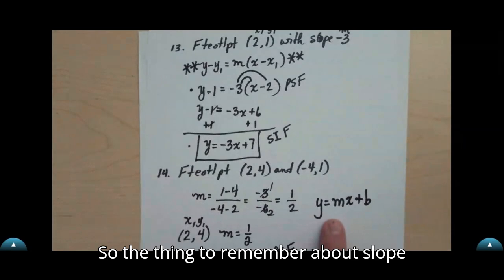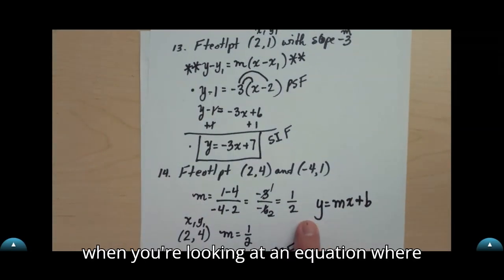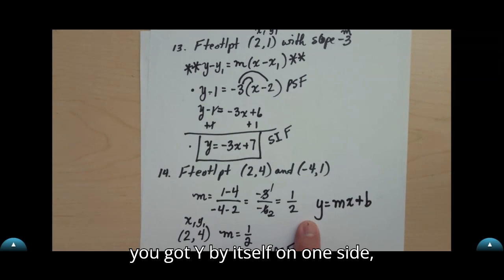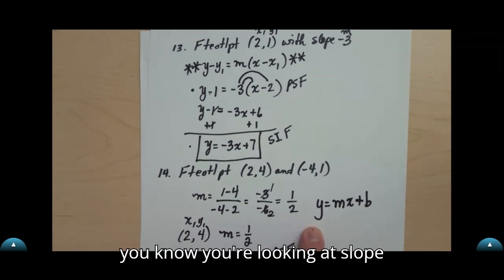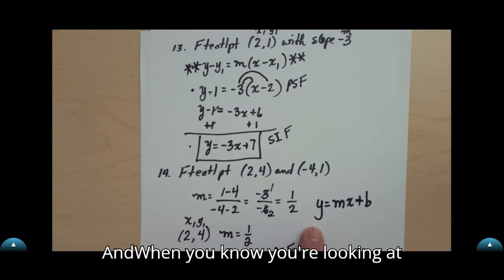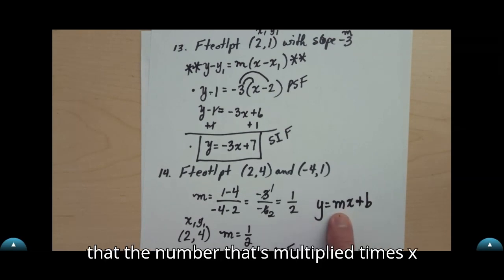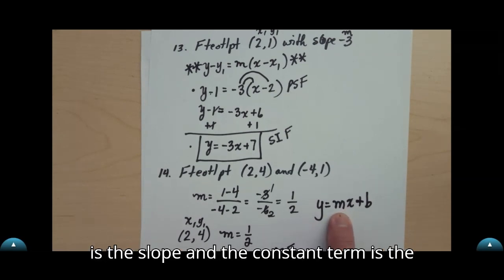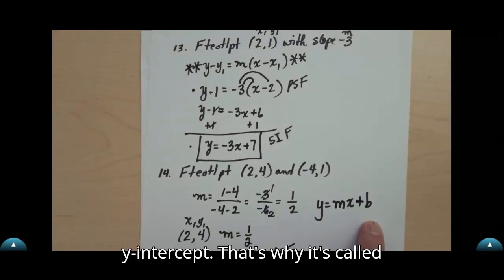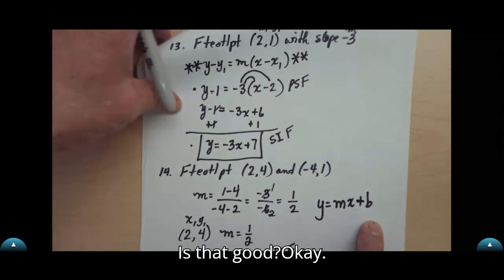So the thing to remember about slope-intercept form, first of all, when you're looking at an equation where you've got y by itself on one side, you know you're looking at slope-intercept form, right? And when you know you're looking at slope-intercept form, you should know that the number that's multiplied times x is the slope and the constant term is the y-intercept. That's why it's called slope-intercept form. Everybody with me? Is that good?